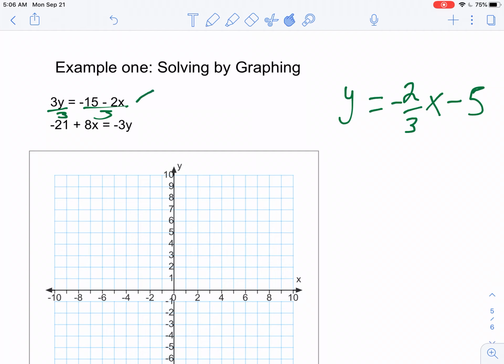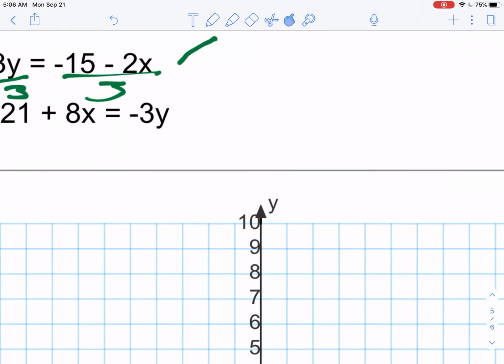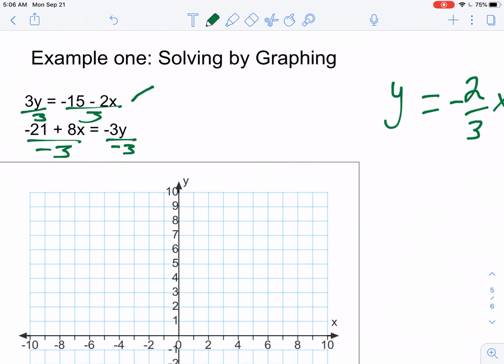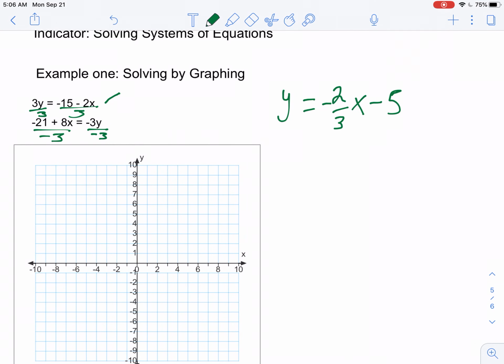I gave us negative 3y again. Last time we had positive 3y. So we're going to do the same thing. We're just going to divide by negative 3 to both sides. And when we do that, we are going to get y equals negative 8 thirds x plus 7. Double check it. Good. All right, perfect. So we're good. We have our two lines. And now we're going to graph them.